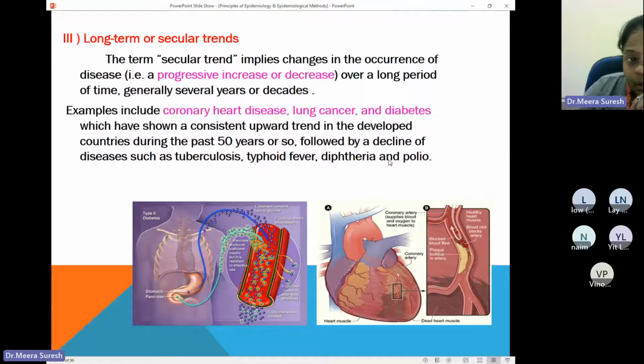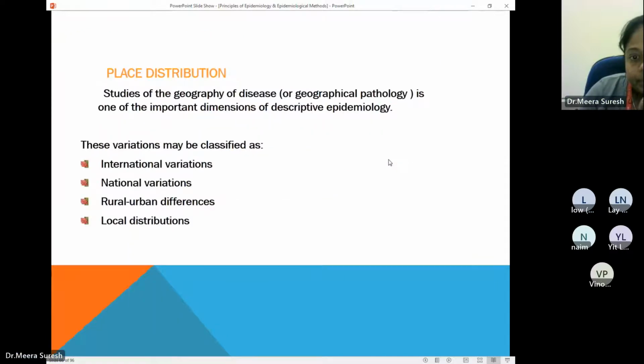But when we come to the longer one, the long term or the secular trends, the duration is also mentioned in years, taking a long gap. But here there is not only increase, we mention about those diseases also which are decreasing. So the lifestyle diseases are increasing over here, whereas the tuberculosis, typhoid fever, diphtheria, etc. are decreasing. So both the diseases are included under this classification, the long term or secular trends. And usually the MCQs will be coming under this section.